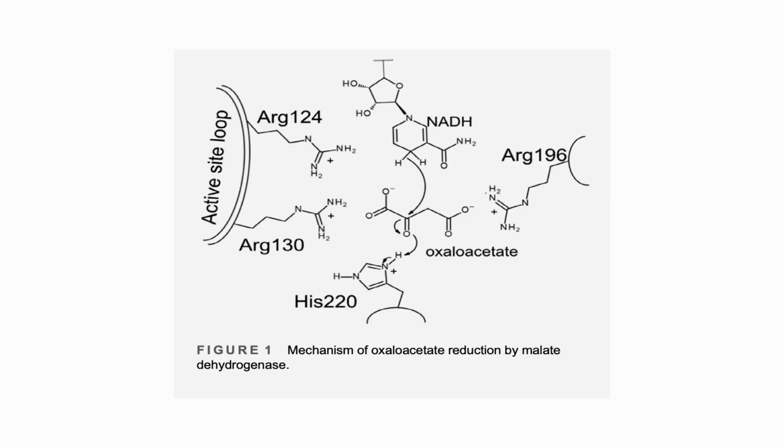The MDH catalyzed reaction involves a classic hydride transfer between NADH and oxaloacetate, and the substrate is positioned by conserved arginines, two of which sit in the flexible loop, while a conserved aspartate histidine pair drives proton transfer. Because the loop directly contributes to substrate binding, we focused on how altering its residues affects enzyme function.